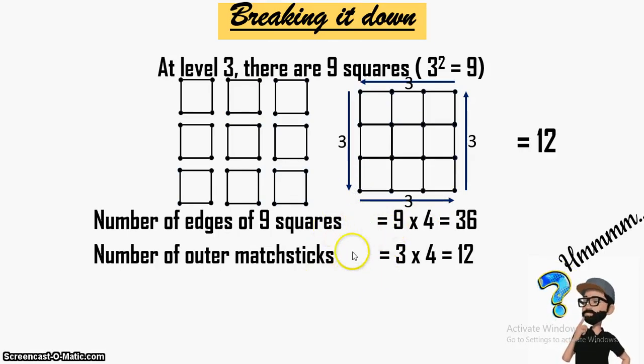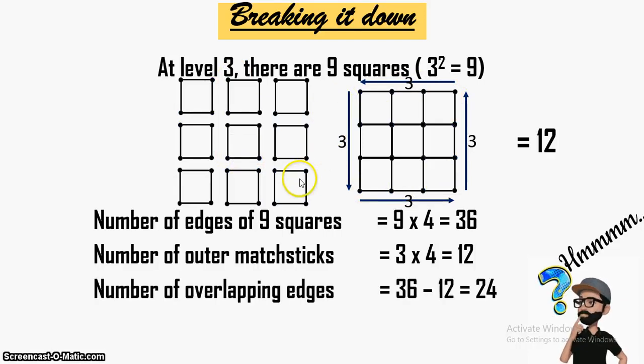At this point, you want to find the number of overlapping matchsticks. That's the one inside overlapping. So what do you do? You say 36, which is the total number of edges of the squares, minus the number of outer matchsticks. That gives you 24 as the number of overlapping edges, 24.